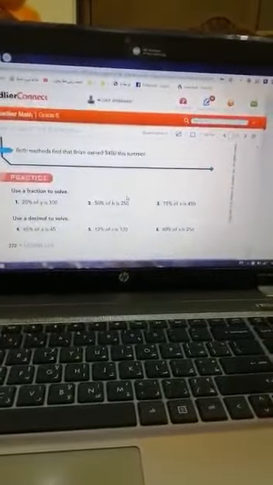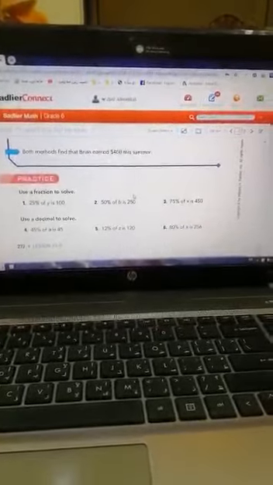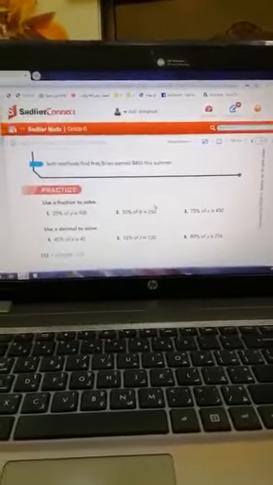Now, let us go to the second question. Use a decimal to solve. We want to solve questions 4 and 5. What does "use a decimal to solve" mean? That means we want to write the percent as a decimal.